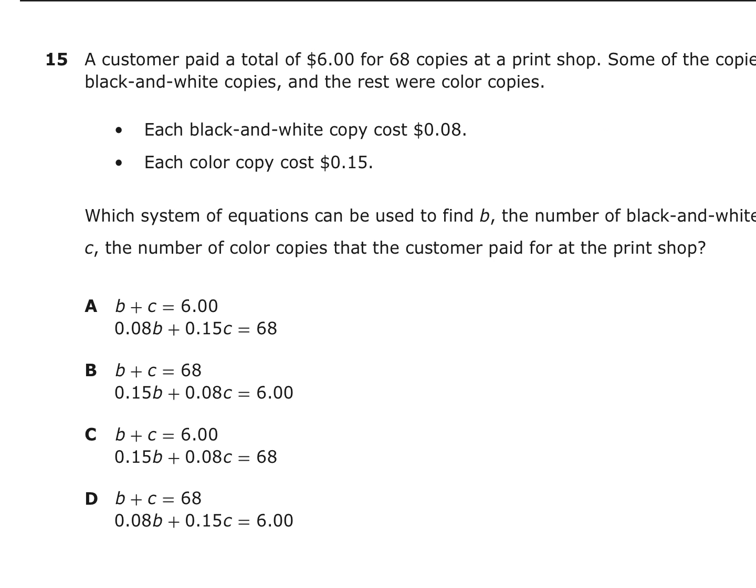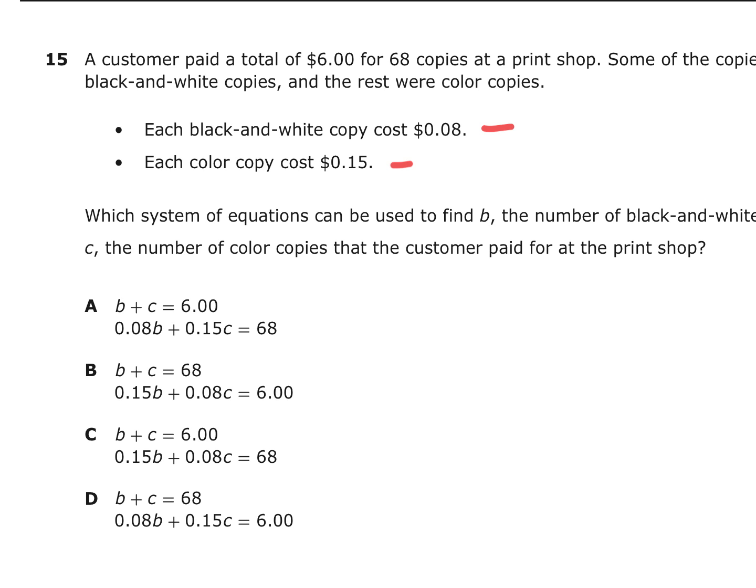Okay, for number 15, a customer paid a total of $6 for 68 copies at a print shop. Some of the copies are black and white and the rest were color. Each black and white copy costs 8 cents and each color copy costs 15 cents. Which system of equations can be used to find B, the number of black and white copies, and C, the number of color copies, paid for at the print shop?